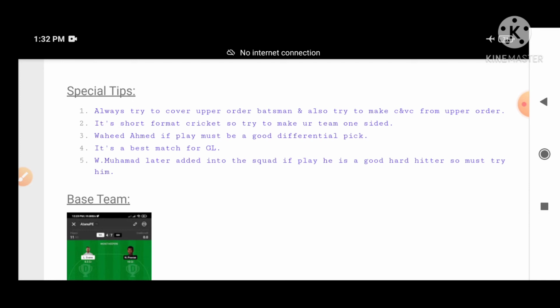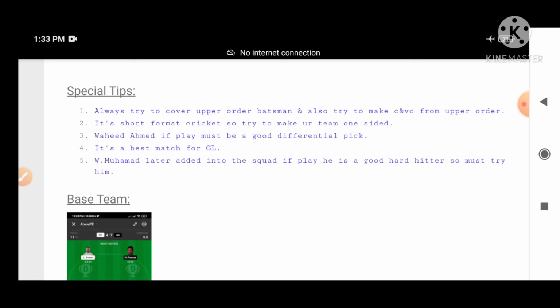If you think the opponent team is weaker and this team is stronger, and the weaker opponent team is getting batting, then you must try captain and vice captain from the bowling section. T10 matches are totally different from T20 and ODI also. Okay, you have to understand the logic in T10 matches. Then if you think about the European T10, it's not like this T10. It's a very short format of cricket, so try to make your team one sided. Obviously it's a very short format.